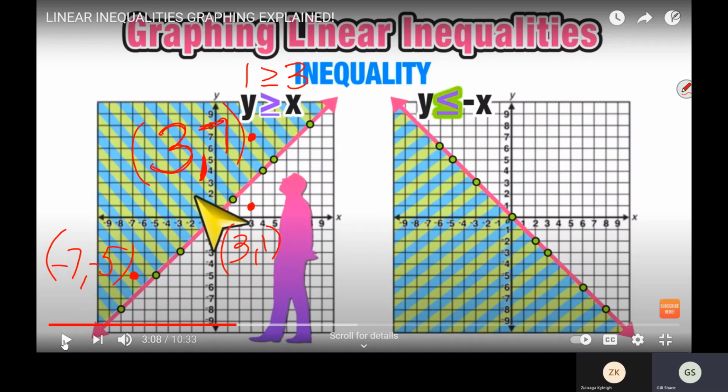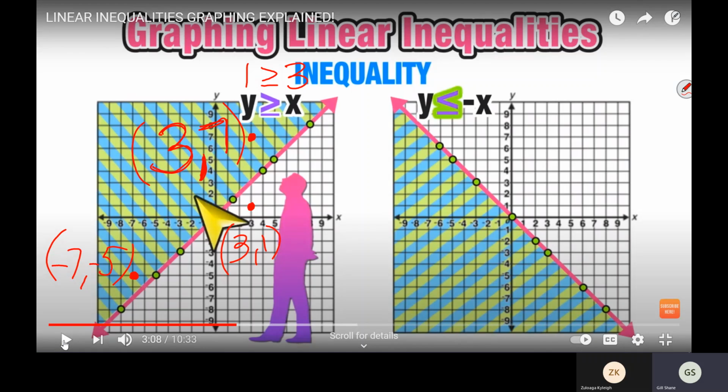The last thing is the line. It's kind of like the borderline. And depending on the symbol, if it's an equal to symbol, they're also answers. If it's not an equal to, they are not answers. And then it would be a dashed line. He's going to go over that in a second.